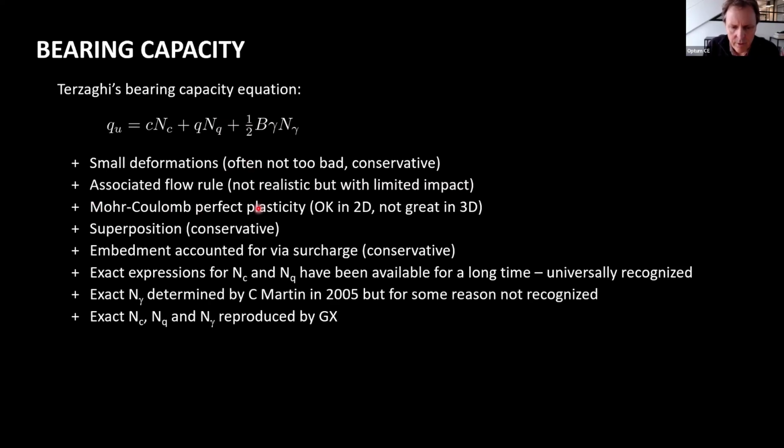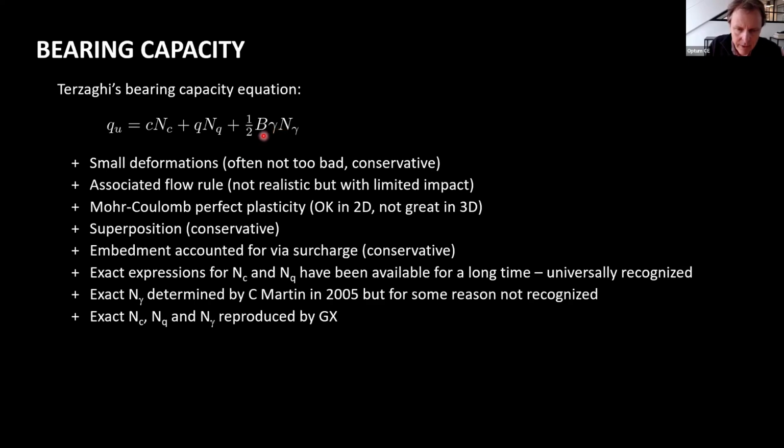Mohr-Coulomb perfect plasticity. I would say in 2D it's kind of okay. It's not that great in 3D. We know that the friction angle depends on the stress state, so it'll be different in, say, triaxial compression than in triaxial extension or plane strain. There's also something with the stress level. The friction angle tends to increase as the stress level decreases. That's of course not accounted for by Mohr-Coulomb. Superposition, so that's the idea that you can add these three terms, and it's well known that you can't do that. It's also well known it's conservative to do so.